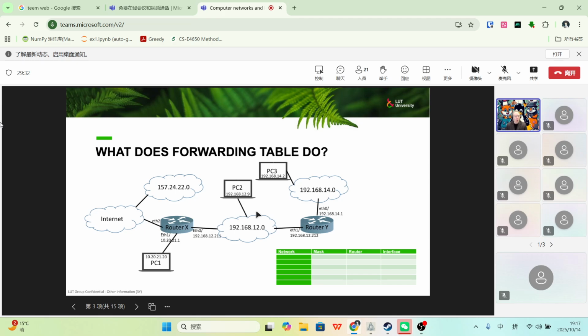So the first question was about the forwarding table, and we were asked to make a forwarding table for router Y. You were given that we want to identify the network, mask, next hop router, and outgoing interface. So which networks should go there?